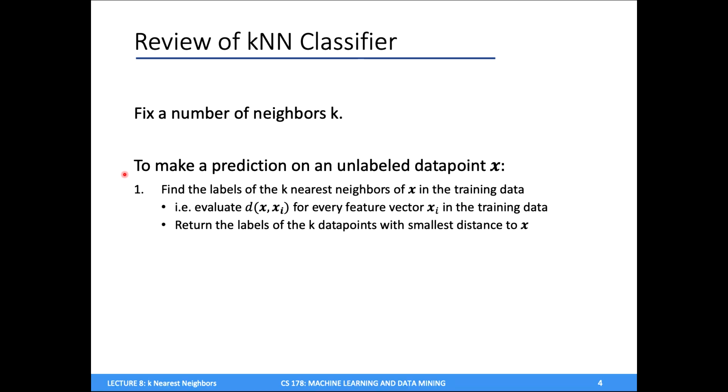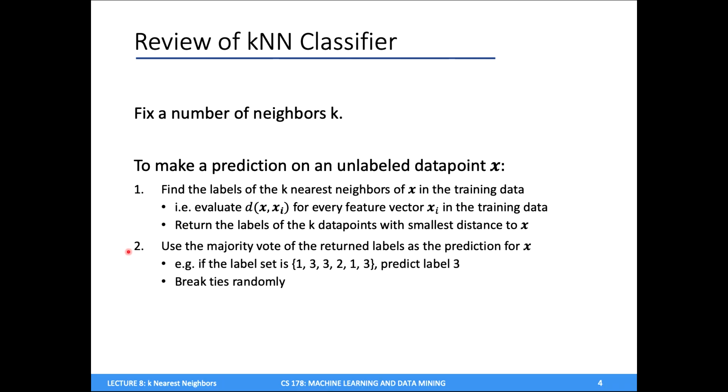What I really mean by this is that we have some distance function d, and we're going to evaluate this distance between this unlabeled data point x and every single feature vector x_i in our training data. So we just compare our testing point and all of the training points. And then we return the labels of the k data points in our training set that have the smallest distance to x. So this is what I mean by finding the k nearest neighbors to x.